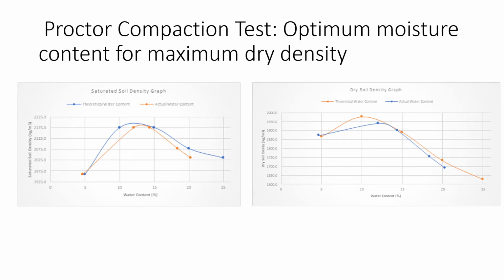These graphs are the saturated soil density and the dry soil density plotted against the water content as a percentage. You'll notice there are 2 lines on each graph, one indicating the theoretical water content and one indicating the measured water content. The results show a maximum dry density of the soil is 1,975 kilograms per meter cubed at a water content of around 12%.